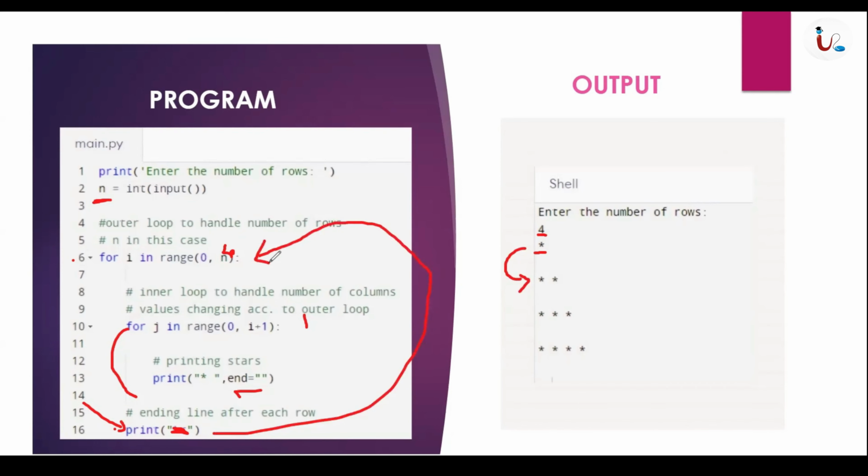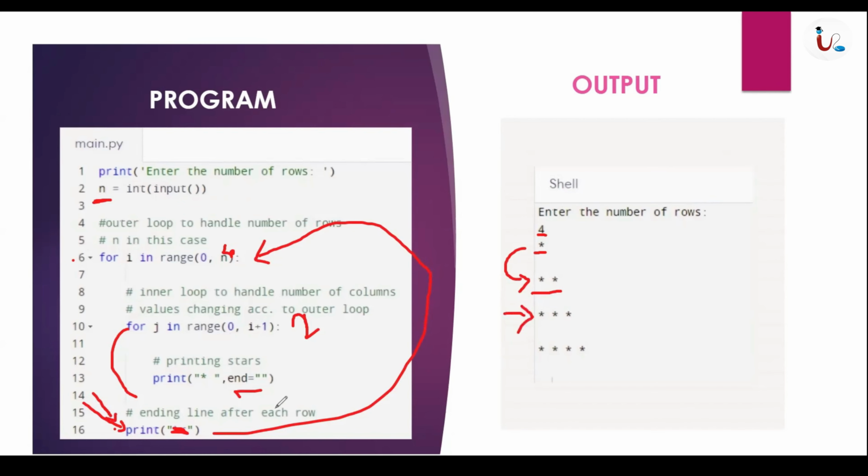i is now changed to 1. So for j in range 0, comma i plus 1, i is now 1, so 1 plus 1 means 2. So total 2 times it will print the star. After that, we are going to the next line using the empty print statement.